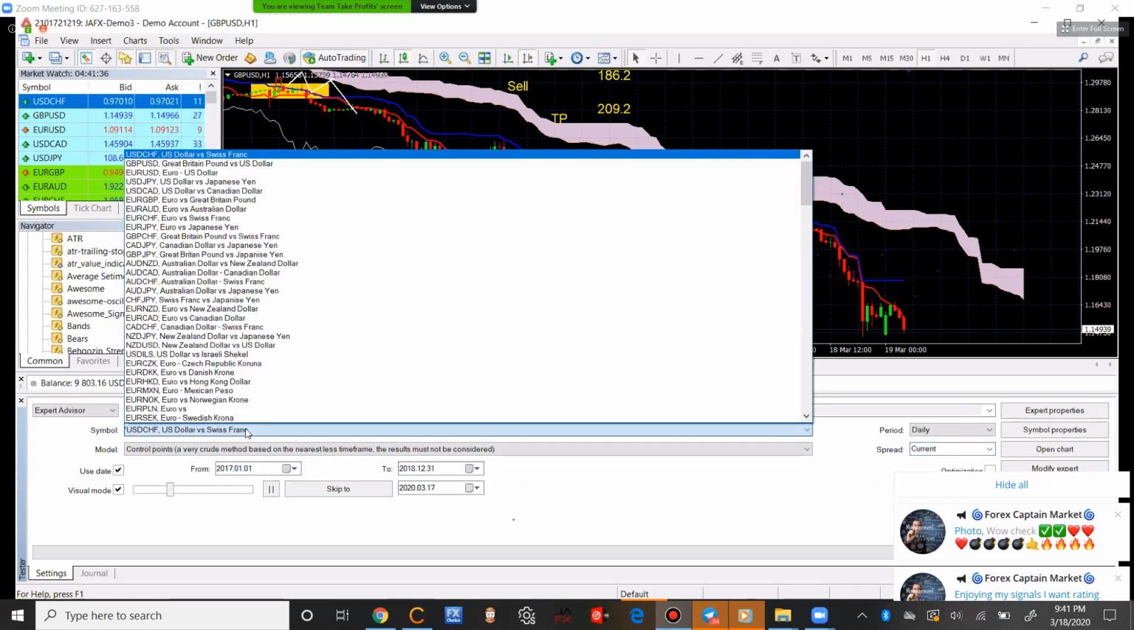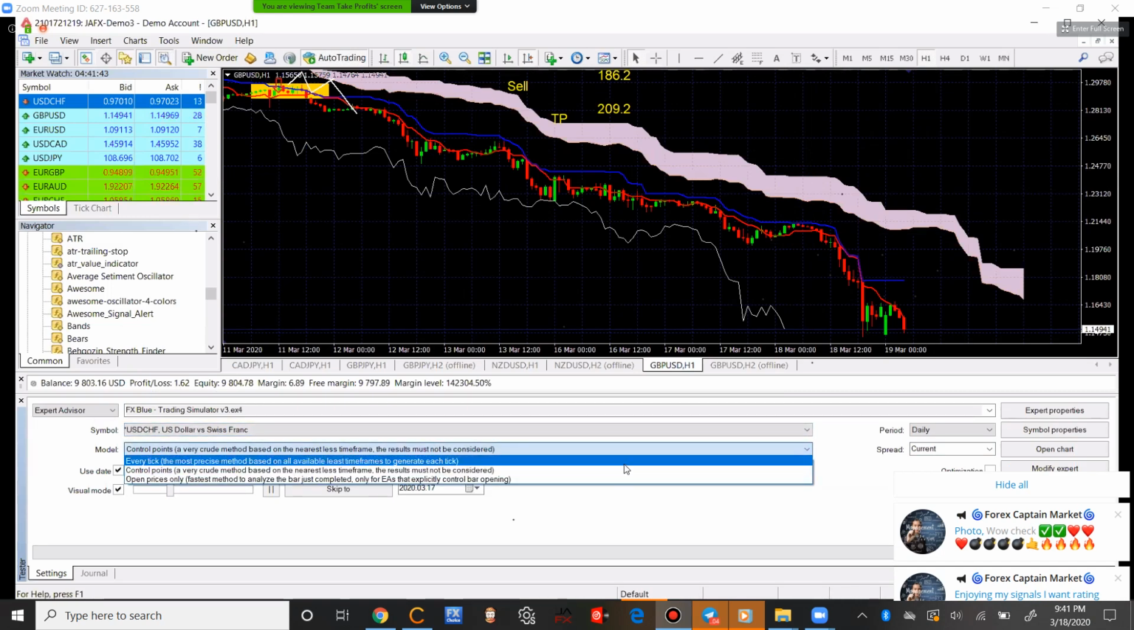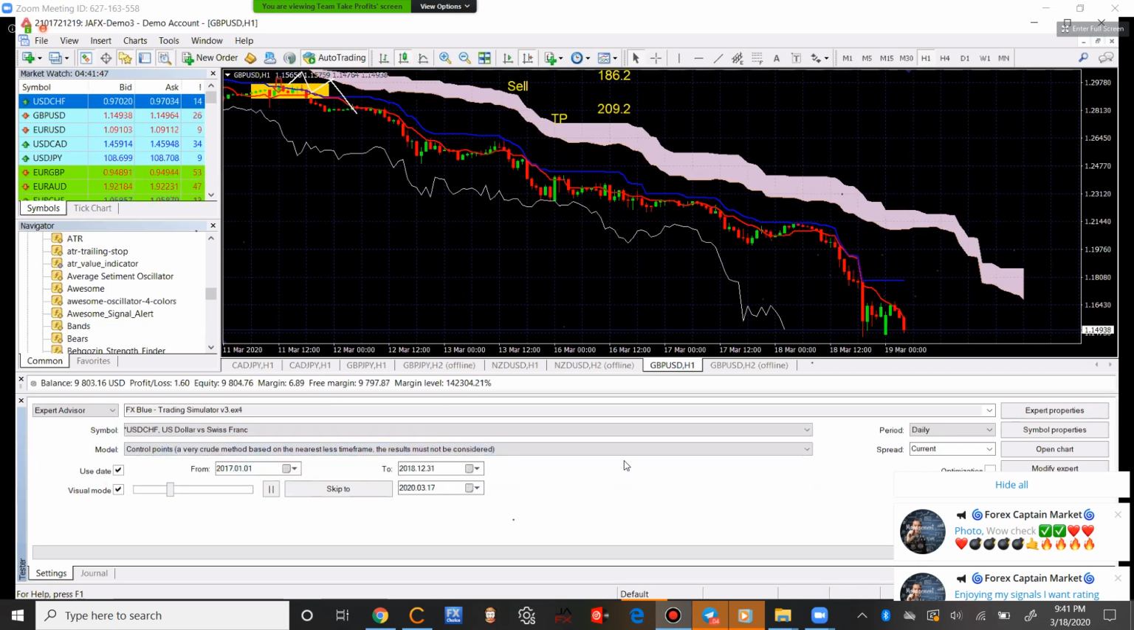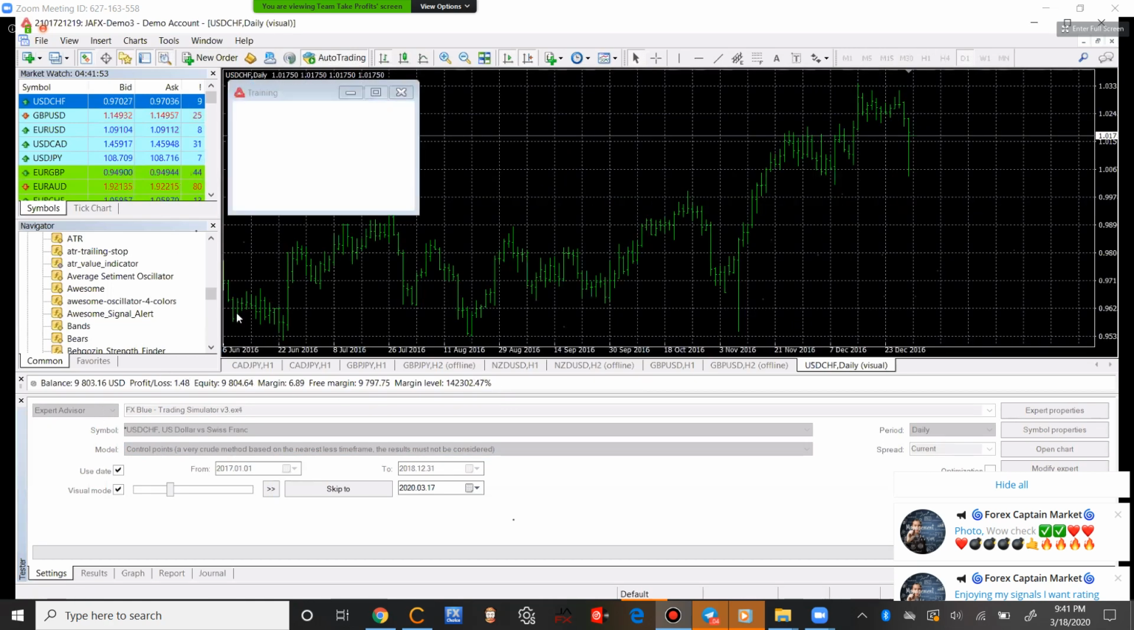So you pick your currency. You can have control points, or you can have every tick. Every tick takes a while to generate. Control points is usually good enough. And then you hit start. You just got to give it a second to load because it takes a while.